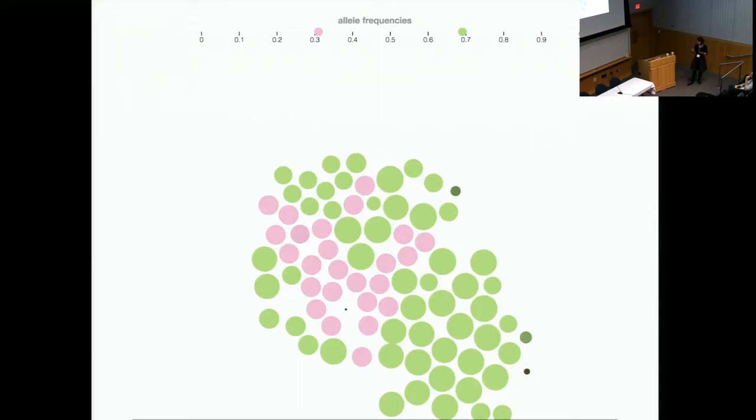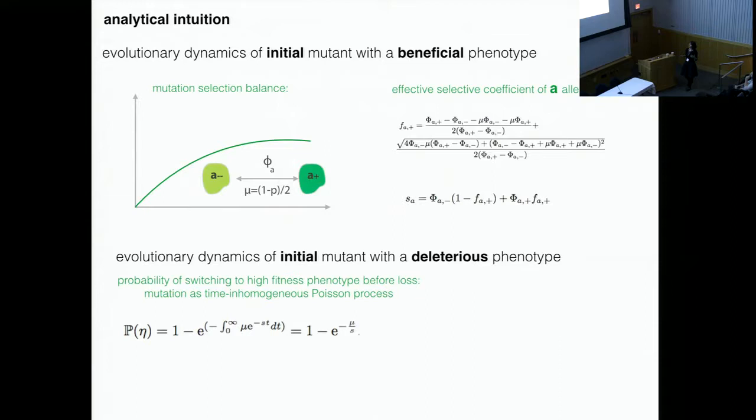Now, what happens if instead of always introducing the mutant with the beneficial phenotype, we introduce it with the deleterious phenotype? Well, it turns out that analytically, we can again model this very quickly by modeling the probability that this allele switches its phenotype to the advantageous phenotype before loss of the allele from the population. So remember, you have this type of stochastic process, genetic drift is at play here. So what is the probability that I actually get to a better phenotype before I lose the allele?